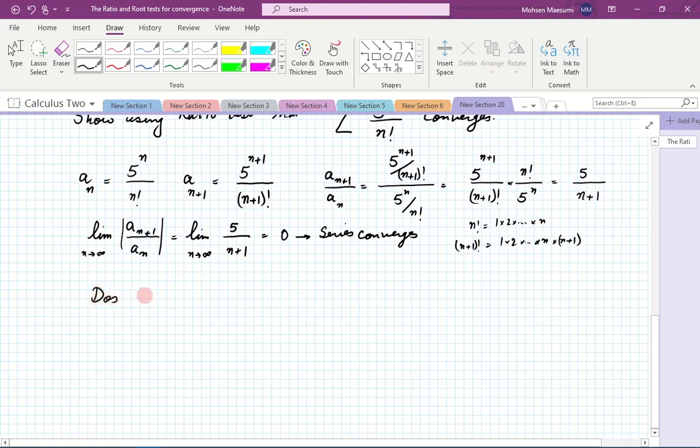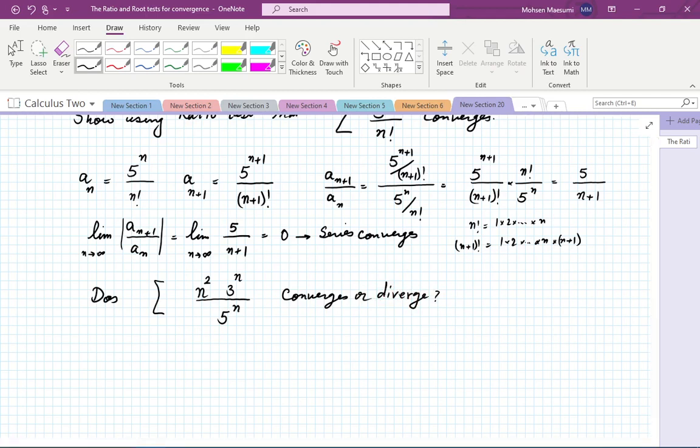Does the series, let's write n squared 3 to the power of n over 5 to the power of n, converge or diverge, and do so by ratio test.